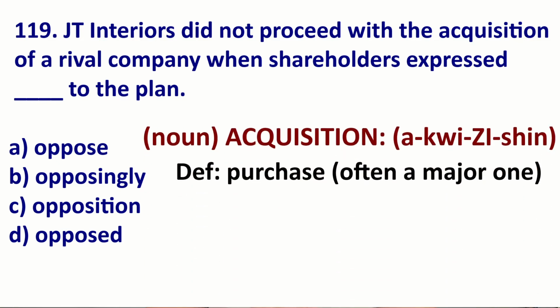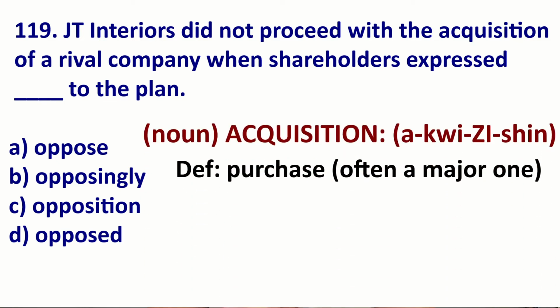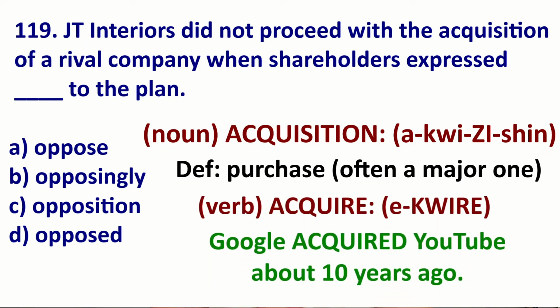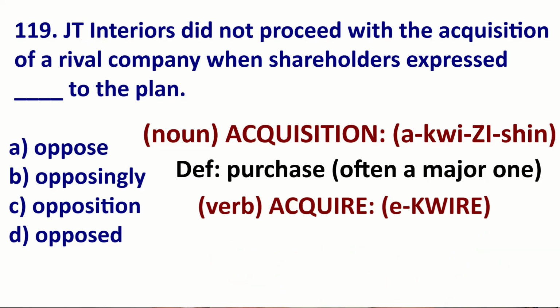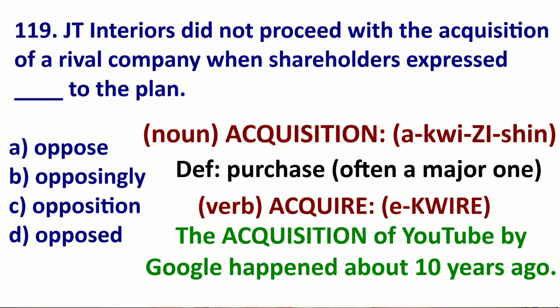Same thing as we did before. Before we give the answer, let's look at one key vocabulary. This is acquisition. So you see JT Interiors did not proceed with the acquisition. An acquisition is a purchase. The verb for acquisition is acquire. Here's an example. Google acquired YouTube about 10 years ago. So Google purchased YouTube about 10 years ago. If we use the noun, the acquisition of YouTube by Google happened about 10 years ago. So acquisition is the purchase.